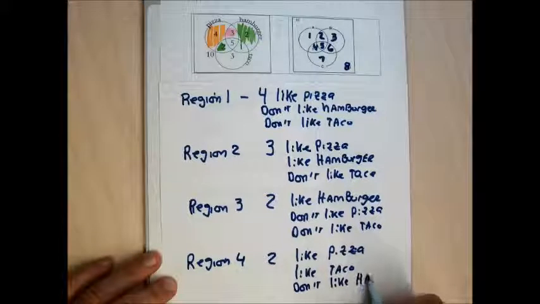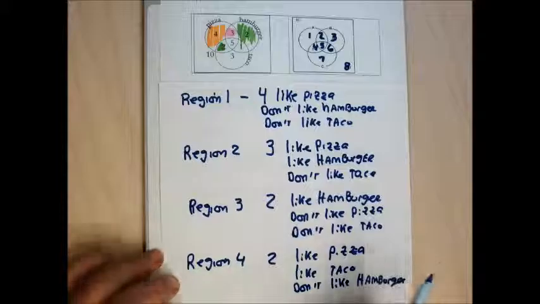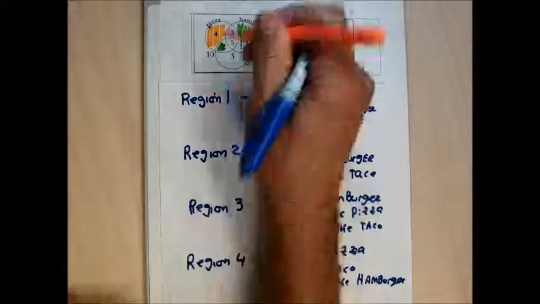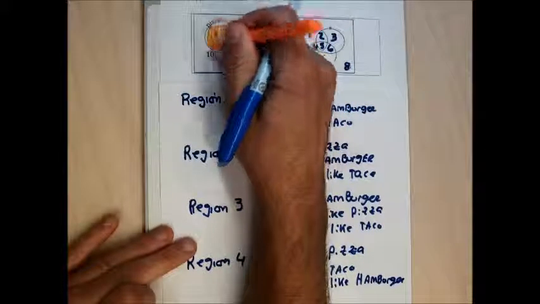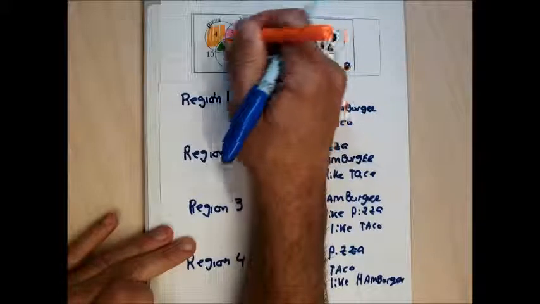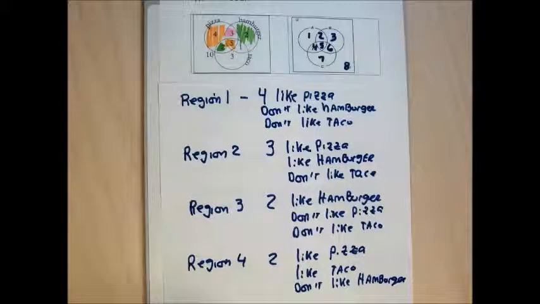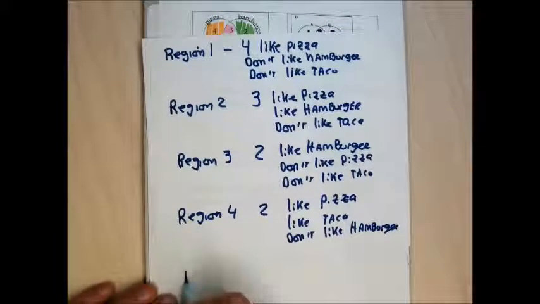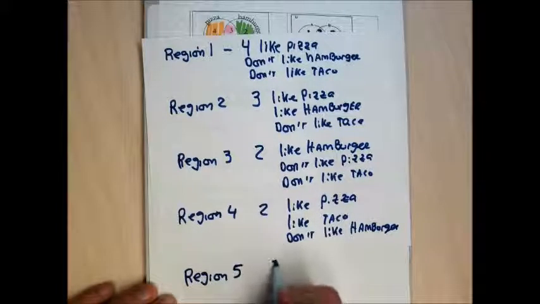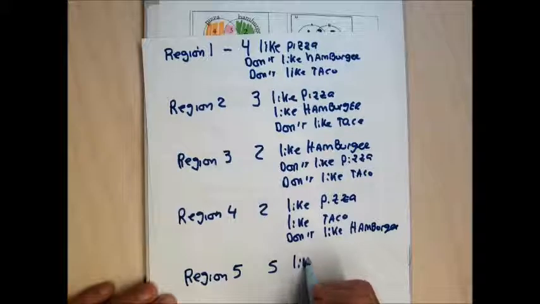So I think that's probably enough explanations. Maybe I'll do 1 or 2 more. These 5 right here, because it's inside the pizza, the hamburger, and the tacos, those 5 like all 3, and that's region 5. So for region 5, those 5, I'll just say like all 3.